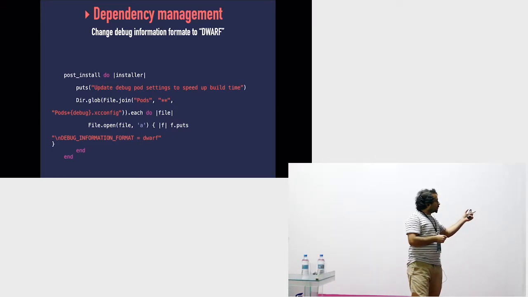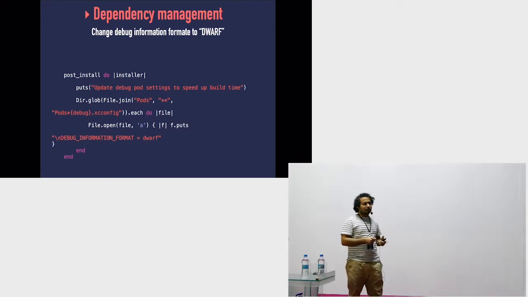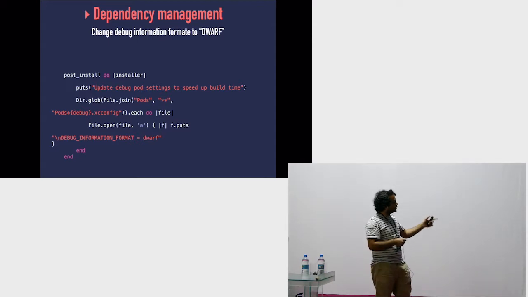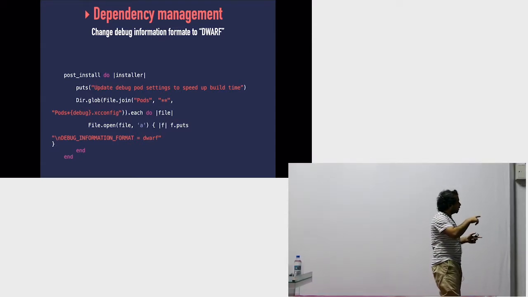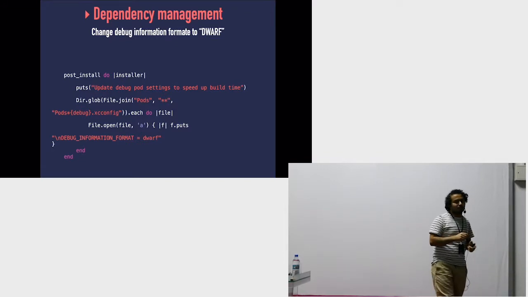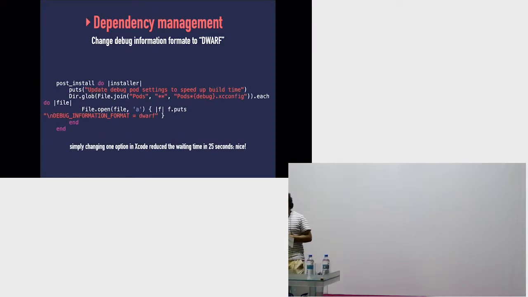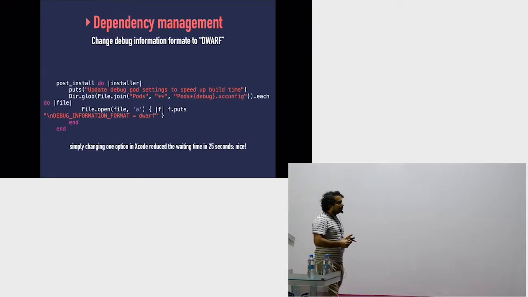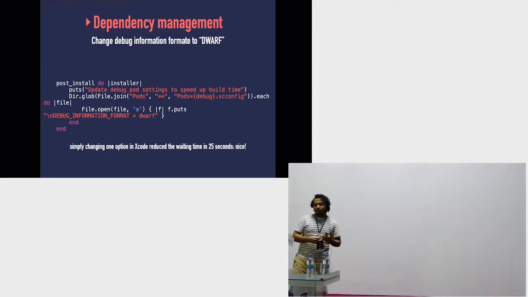To do that, we write just a simple hook inside our Podfile, which is like this: post_install, and then you iterate over the pods, and then you enable only DWARF without dSYM. Once I did that, it actually reduced the build time by 25 milliseconds, which is not really bad.